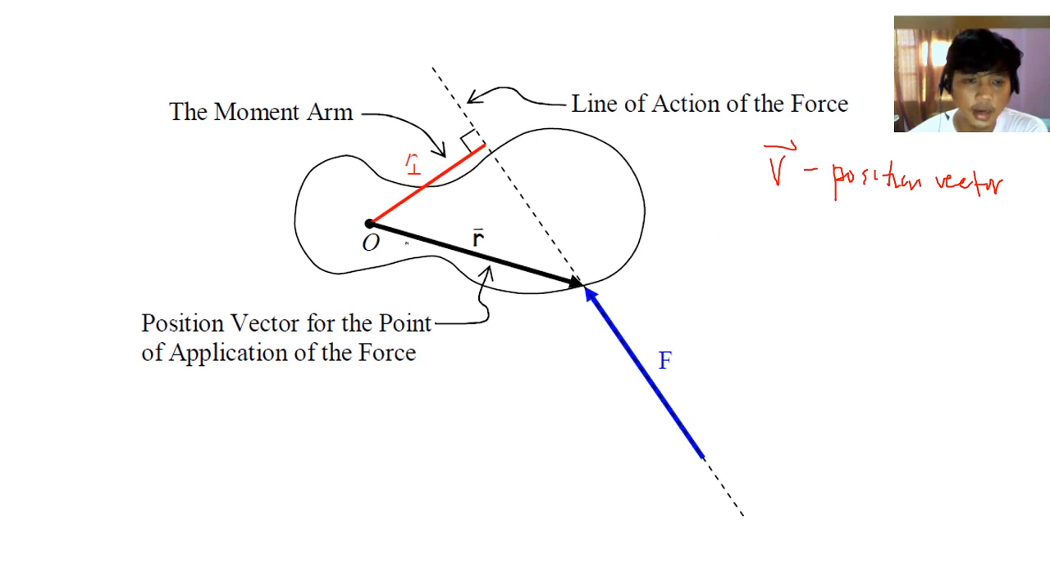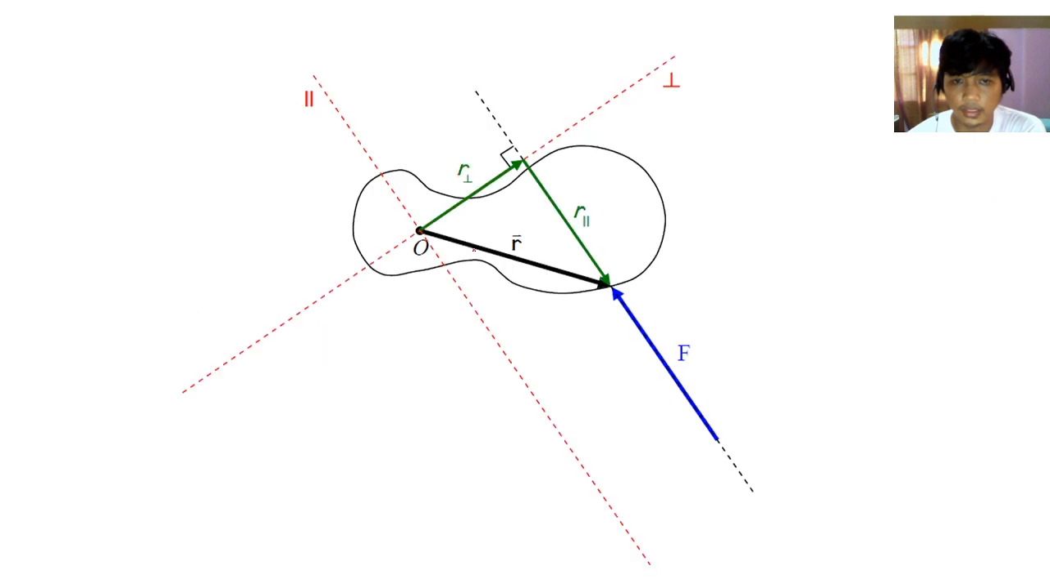So the difference is, R vector is the position vector. It's the distance plus direction, starting from the origin or the axis of rotation to the point of application of the force. You can see that R perpendicular and R vector are related actually. R perpendicular is one of the components of R vector. This is R parallel, but this is not really important to us right now. They are related.